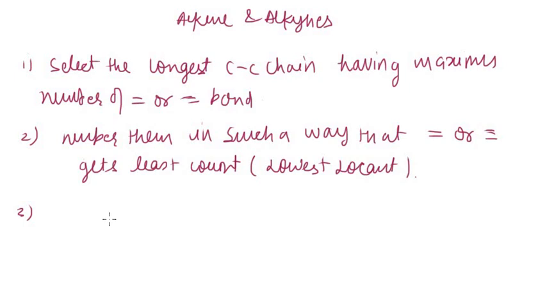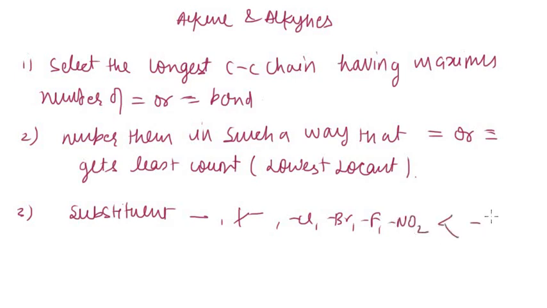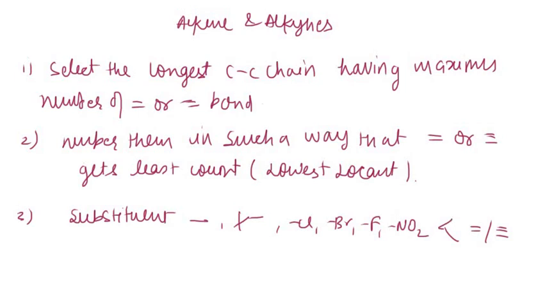Now if we have a substituent and we have a double and triple bond, then what will be the case? In that case, substituents like methyl, ethyl, chloro, bromo, fluoro, nitro, etc. have less priority as compared to double and triple bond. So if we have the same number for a substituent and for a double or triple bond, multiple bond, then we will be giving priority to the multiple bond.